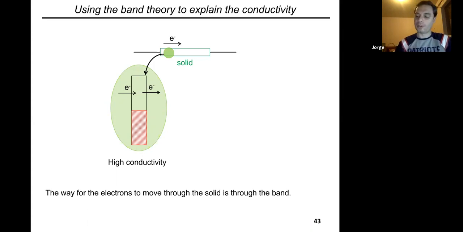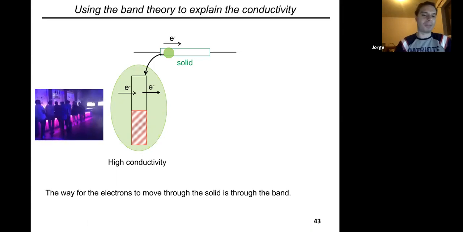One analogy that you can make is that if you go to an empty party and your goal is to go from the entrance as fast as possible to the bar, and you see this sort of scenario, there is basically nothing holding you back, and you can go from the door all the way to the bar without any sort of resistance. So that happens in a material with high conductivity. A lot of space here in the band for the movement of the electron.